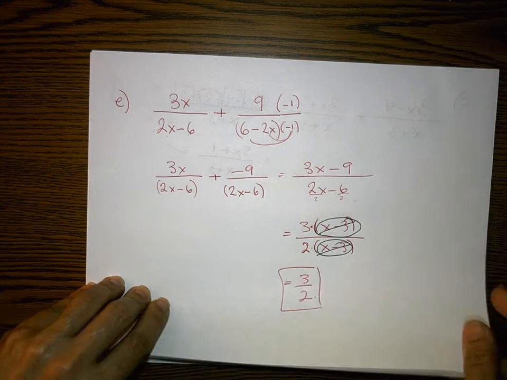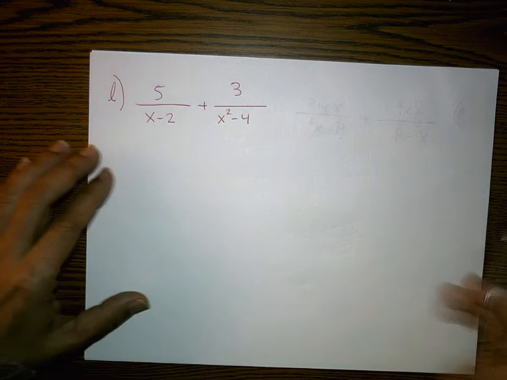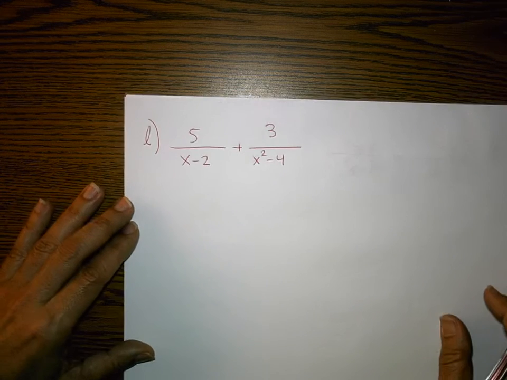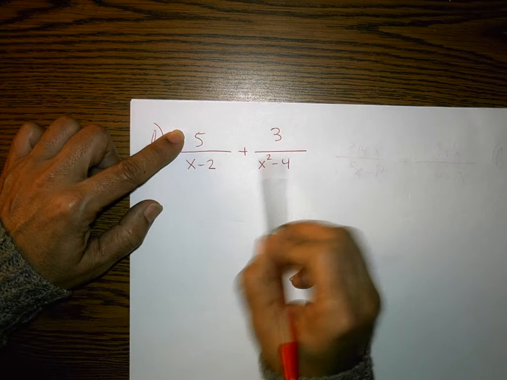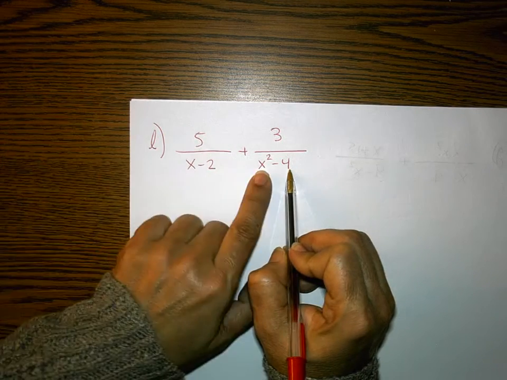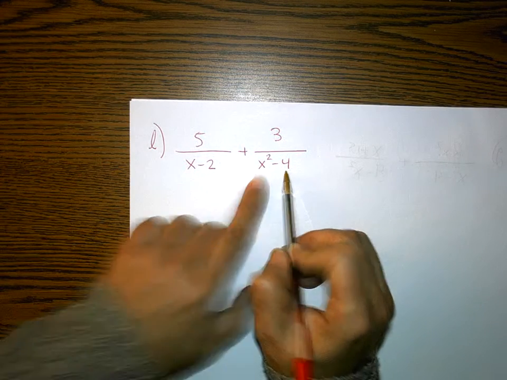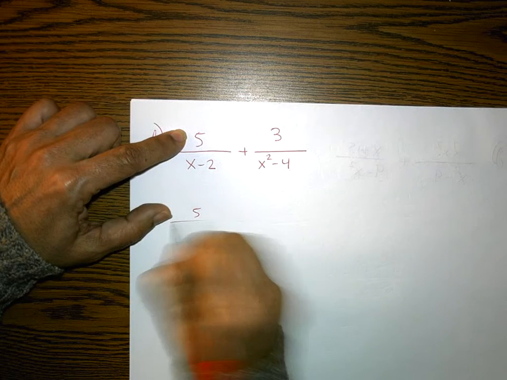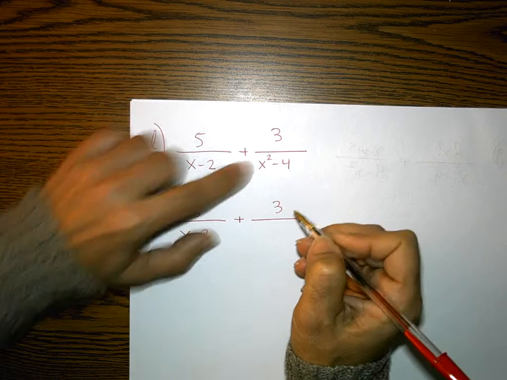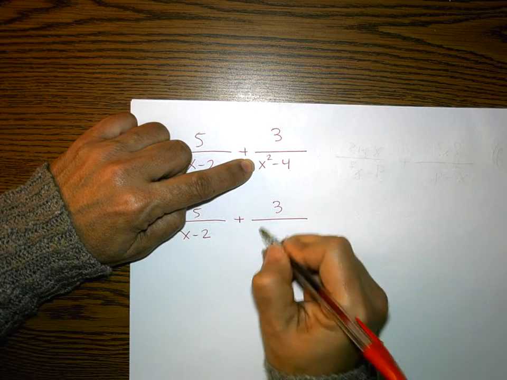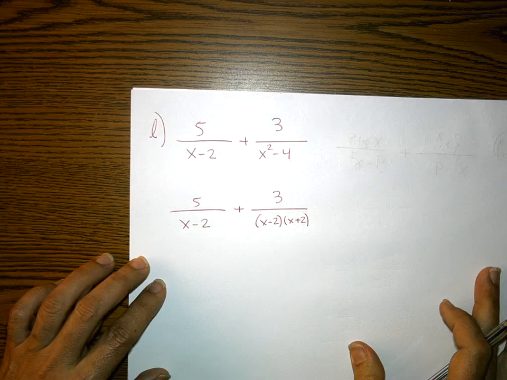Let's take a look at another example. We already did this one, this is letter L in your worksheet. So over here I have an x minus a 2. Over here I have x squared minus a 4. This is a binomial. As a matter of fact, any difference of squares should jump out at you right away. So here I have a 5 all over x minus a 2. Plus, I have a 3. I am going to factor this completely, and I'm going to get an x minus a 2 times an x plus a 2.